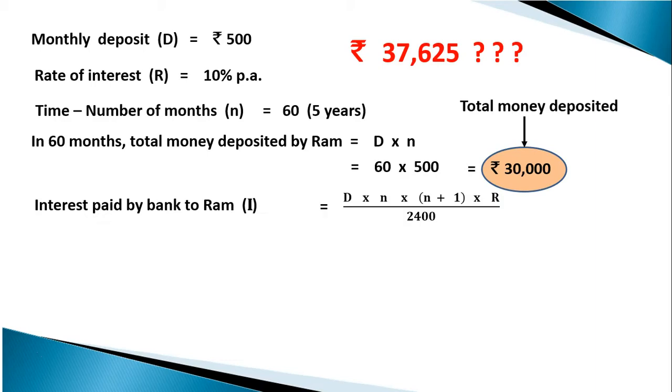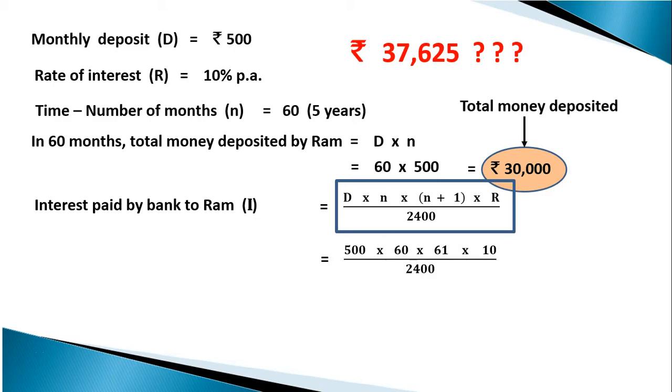Interest paid by bank to Ram is given by this formula: D into (N plus 1) into R upon 2400. Now this was the formula that was used by the banker to calculate the interest. D stands for monthly deposit, N stands for number of months, and R is the rate of interest. On substituting the respective values, I get this step.